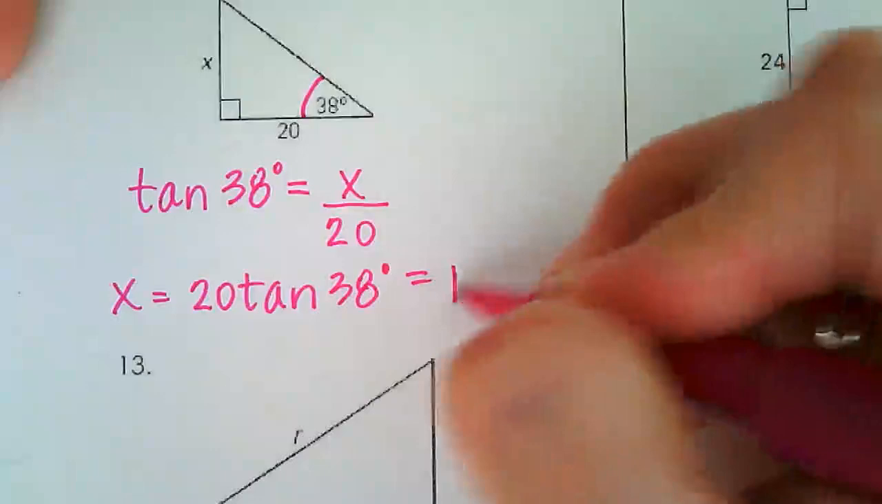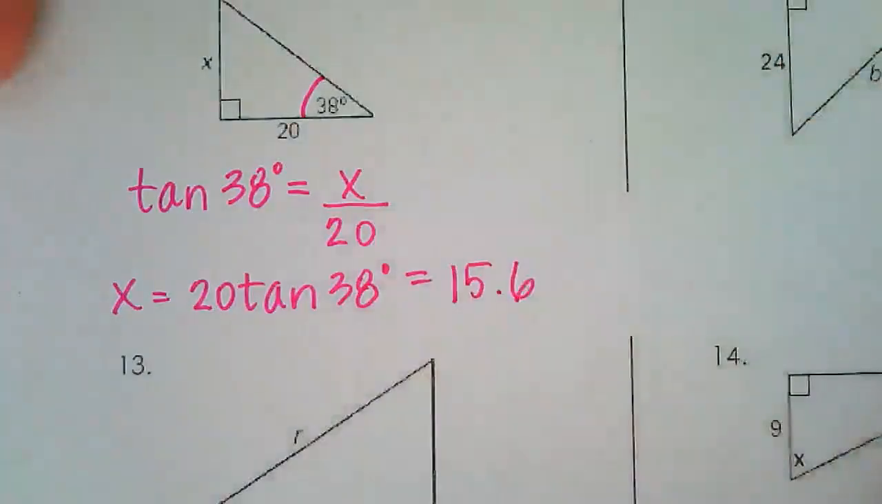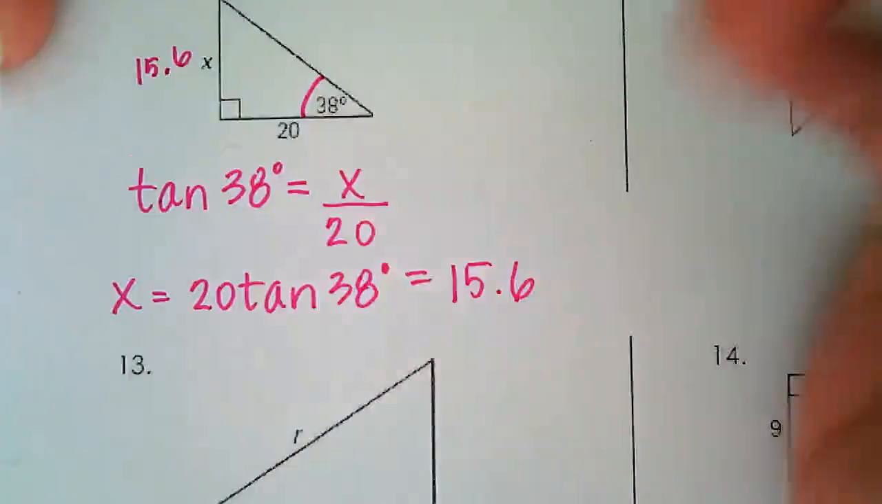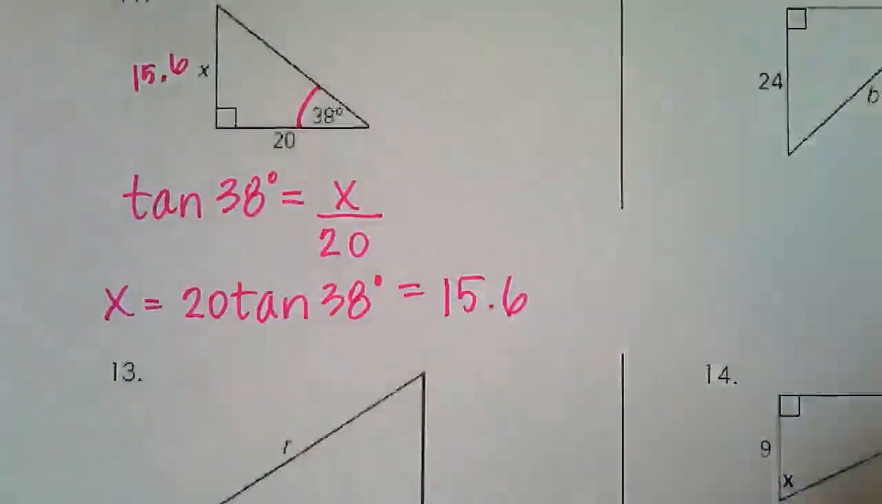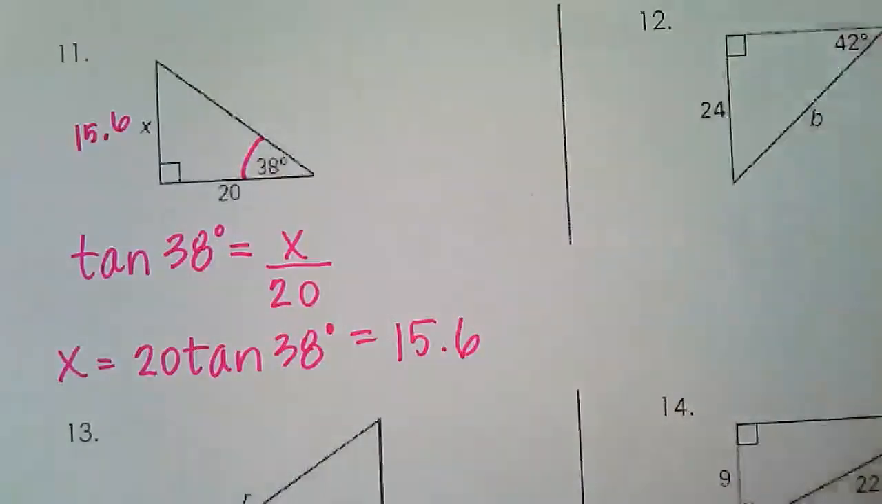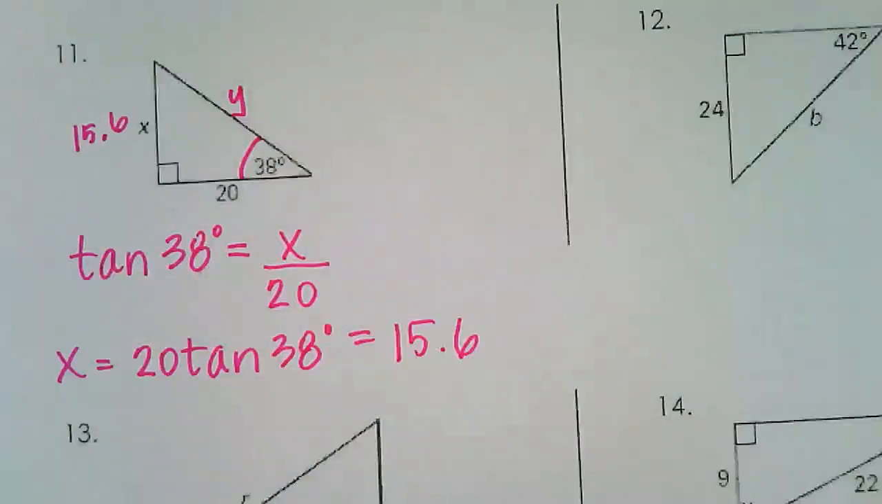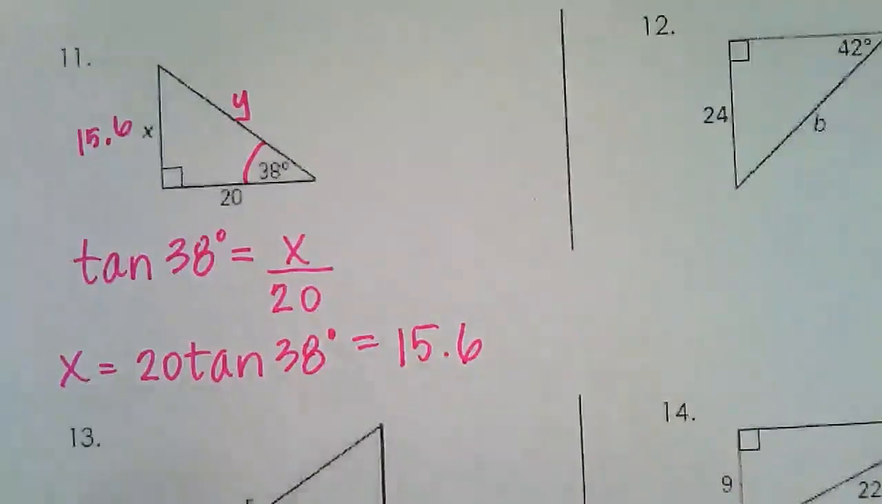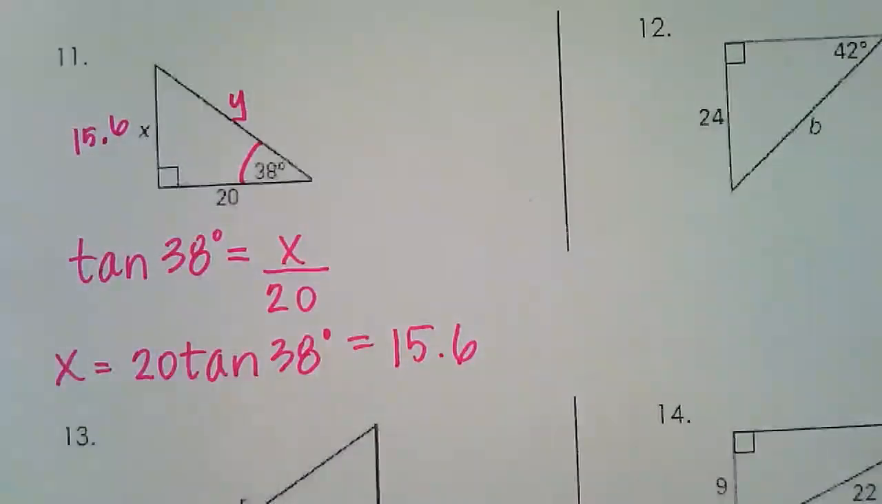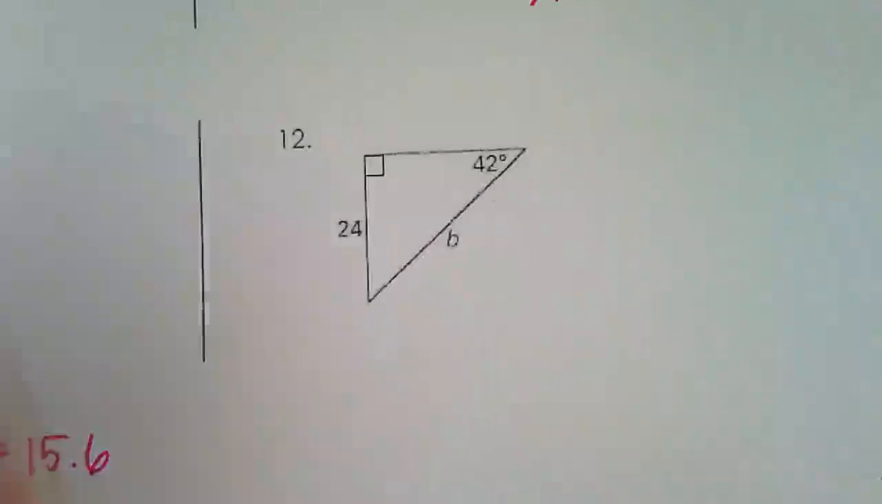So I'm going to say that side is about 15.6. Knowing that, I can use Pythagorean theorem to figure out the missing one. We could also then, like what we were doing previously, call this y and set up another trig function if you wanted to figure out the triangle that way. But you do have the option to just use Pythagorean theorem.